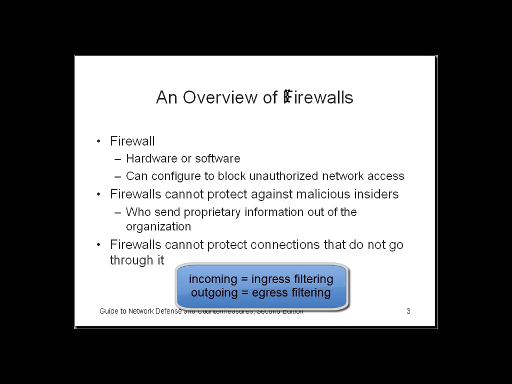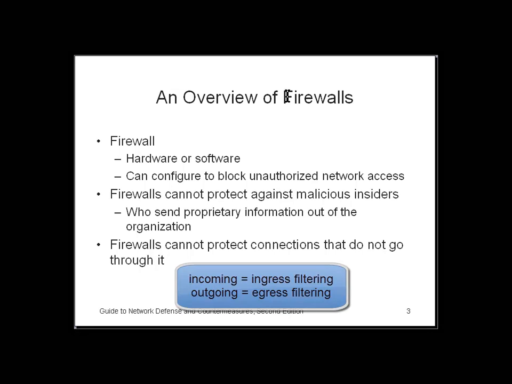And the primary reason to use firewalls is to configure them to block unauthorized network access, and that means coming into the network or leaving your network. So you can do it both ways, and as we've discussed before, there are reasons that you want to keep people from sending things out of your network.